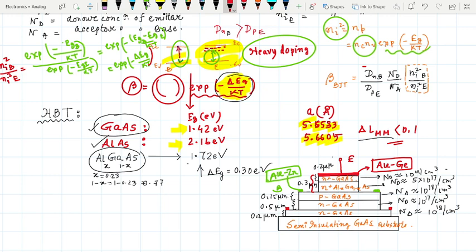Okay. Now our purpose was to get the emitter to be high band gap energy and the base to be low band gap energy. So we are successfully achieving this. Now we will see the similar expression here.